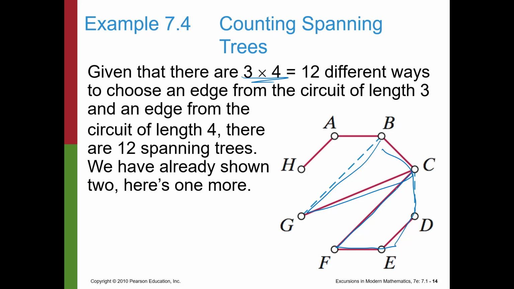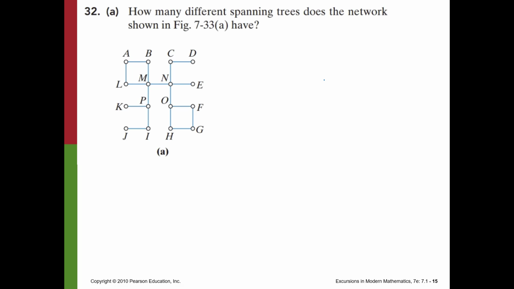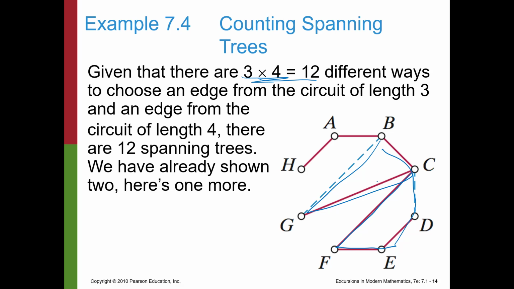And so that means we get 12 different ways to choose an edge from the circuit of length 3 and an edge from the circuit of length 4. There are 12 spanning trees. We have already shown two. Here's one more right here. Okay.